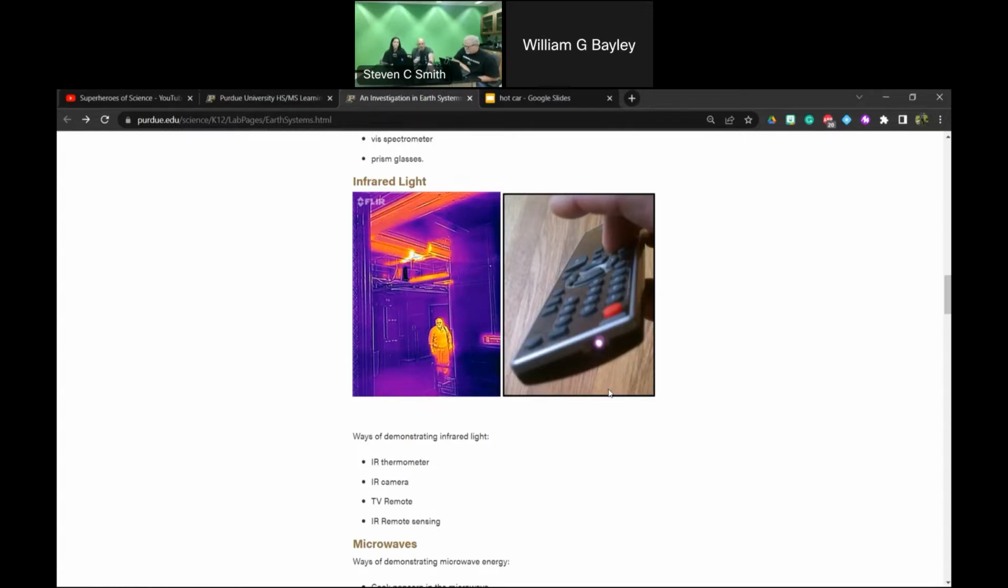And a lot of cell phones, I find the Apple ones don't work because they have a filter that absorbs infrared light on them. But your Android ones, those seem to work.